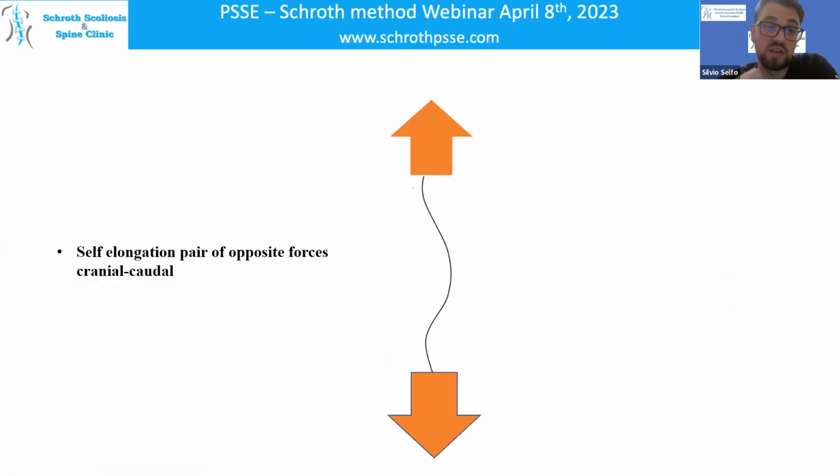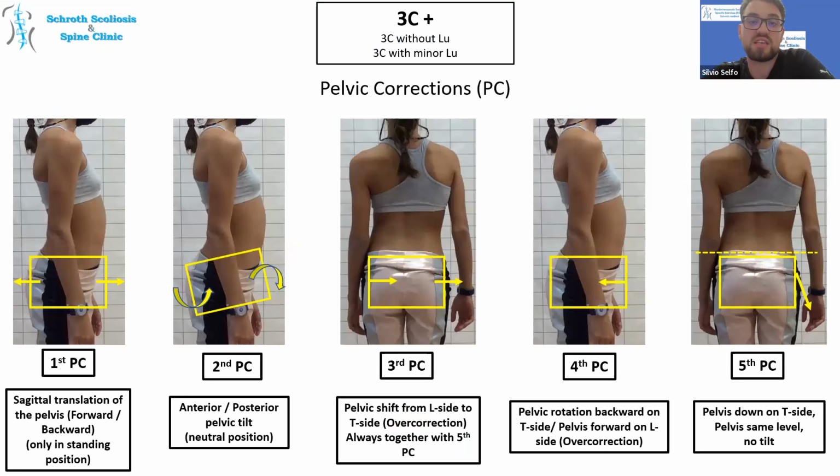We use self-elongation. Self-elongation is a pair of forces, of opposite forces, cranial and caudal. We always use self-elongation to get the best effect of correction. Here is an example of how we use the pelvic correction. In our school, we have 5 pelvic corrections. For all types of scoliosis, we have 5 pelvic corrections. This is an example of how we use this pelvic correction in one curve type from our classifications.